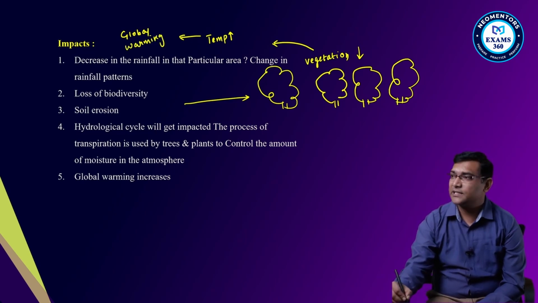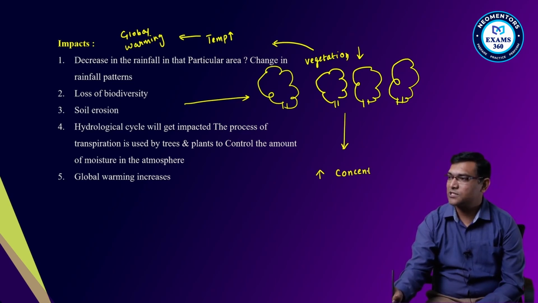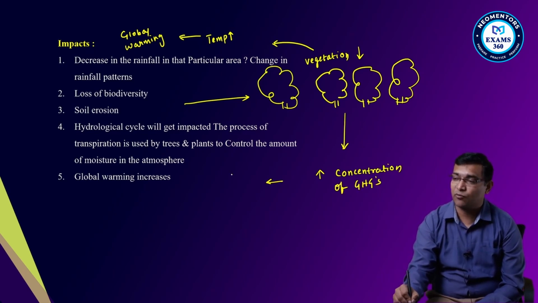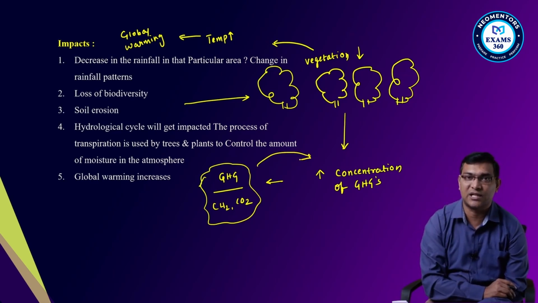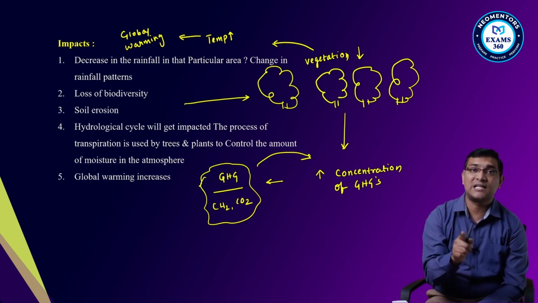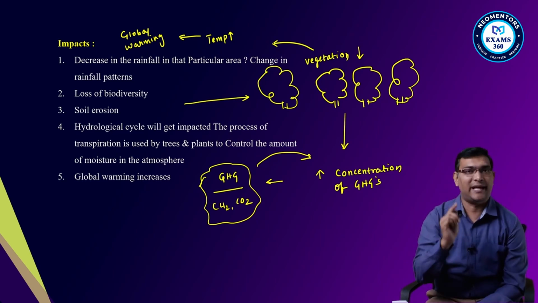Cutting down the trees will increase the concentration of greenhouse gases. What will happen if you cut down the trees? The greenhouse gases which are stored, like methane, carbon dioxide, etc., will be released into the atmosphere, and further it will increase the concentration of greenhouse gases in the atmosphere, further accelerating global warming. Climate change will be more devastating.